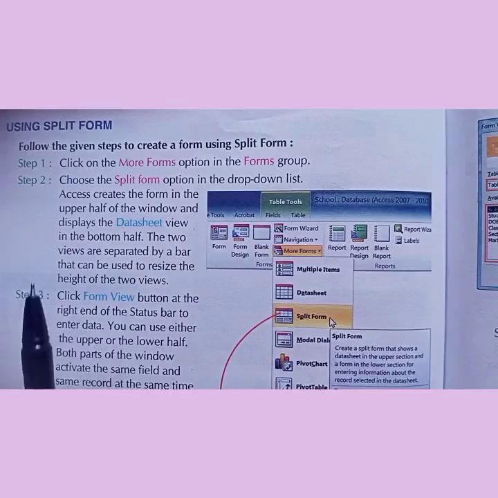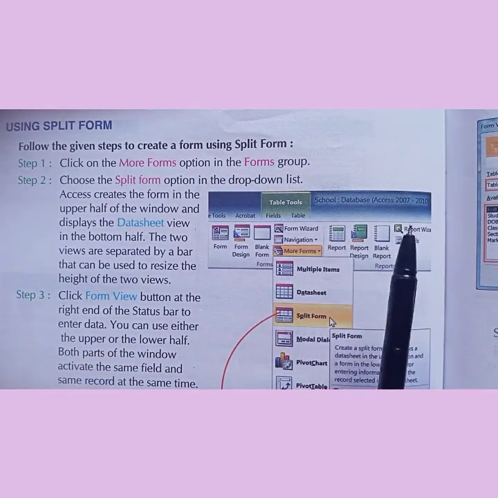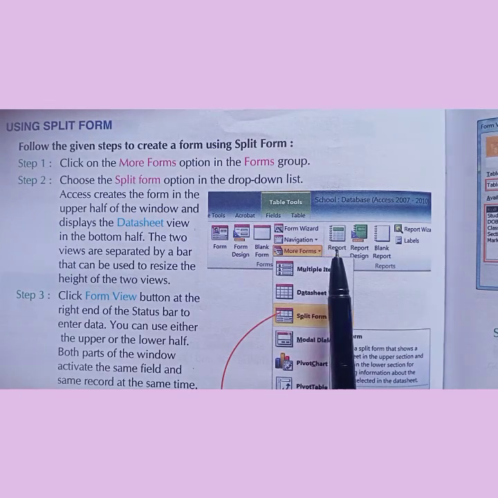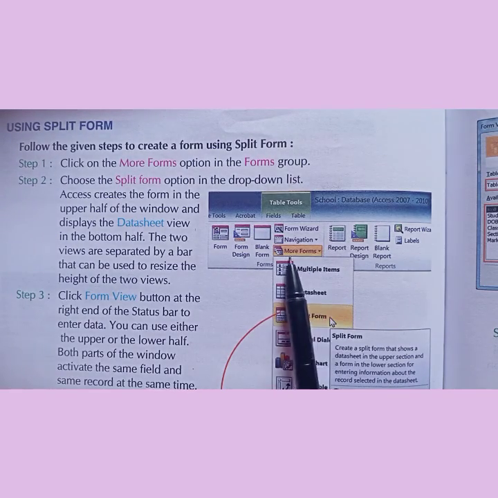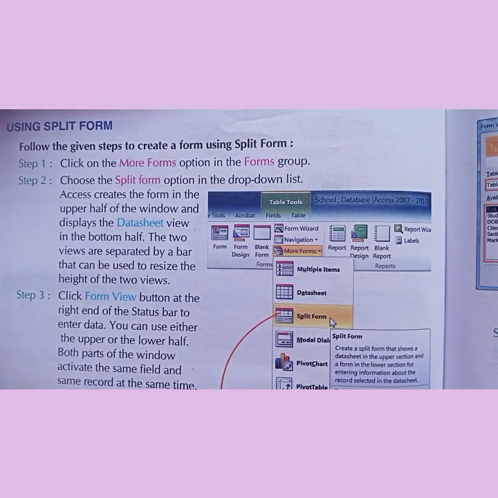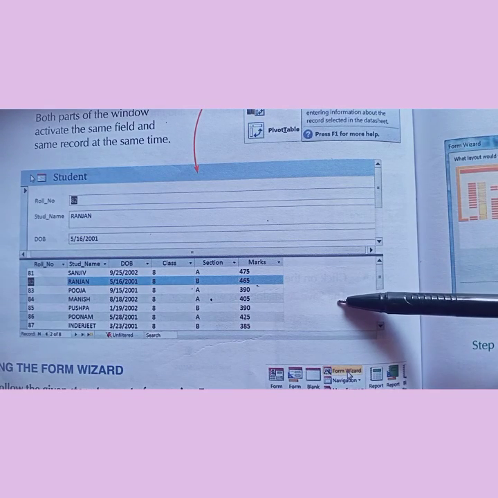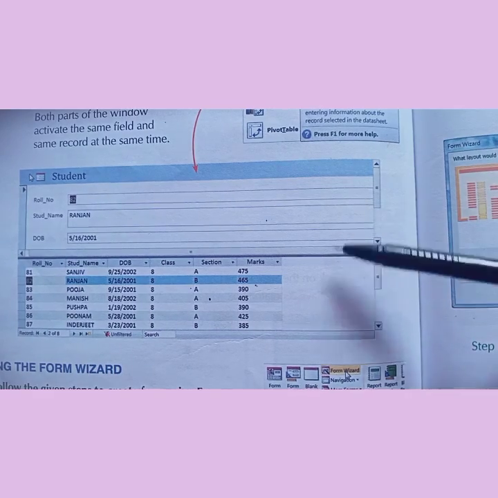Now we will be seeing how to use the split form option. For the split form option also, we will have to go and click on the forms group. In the forms group, you will get more forms option. In that, you will click on the split form. As soon as you click on the split form, you will get this screen where your window or the screen will be divided in two parts. Split means to divide. So it is divided in two parts.